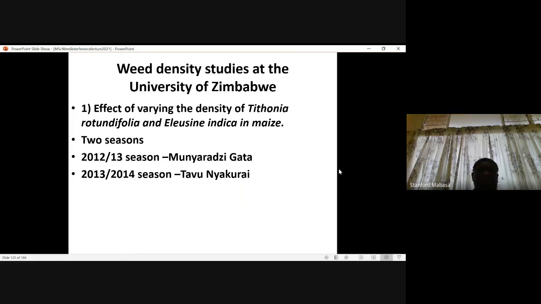Now, here at the University of Zimbabwe, we had actually 2 students who did some work on crop weed competition using these 2 weeds, Tithonia rotundifolia and Eleusine indica, in maize, in these 2 different years.